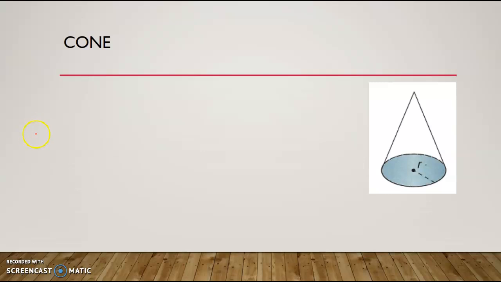Anyway, so things to know, like we did with the last one, our base is a circle. This time it's just one circle, not two circles. And then we have what's called a vertex. And the vertex is the point farthest from the base. So in our picture, that's going to be this right here. That's our vertex. It's farthest from the base.